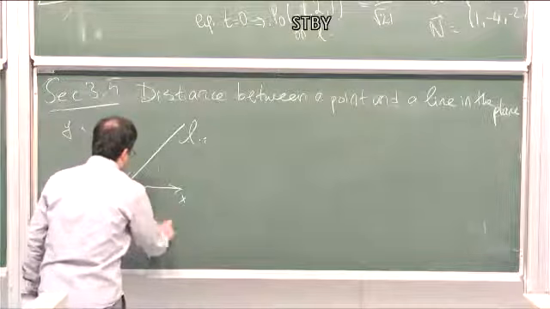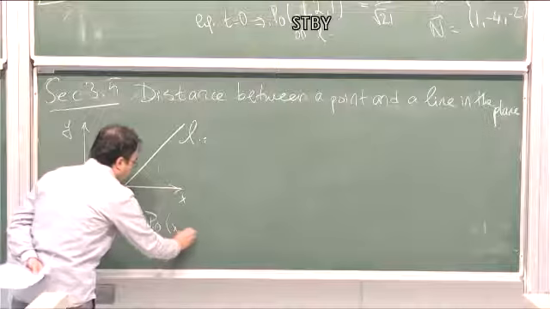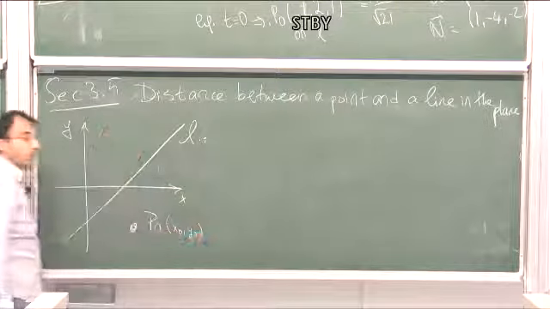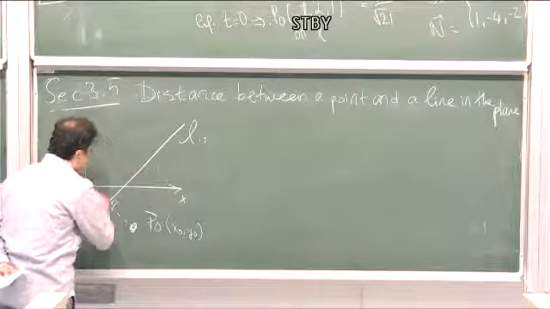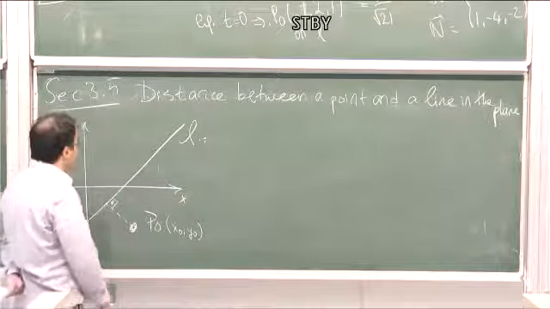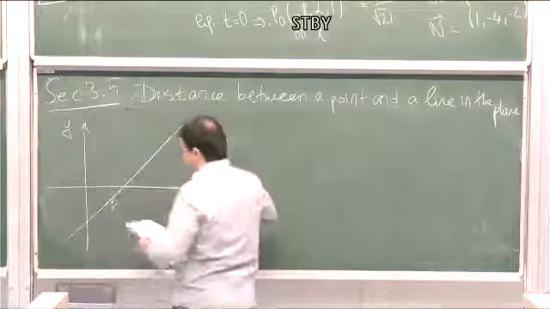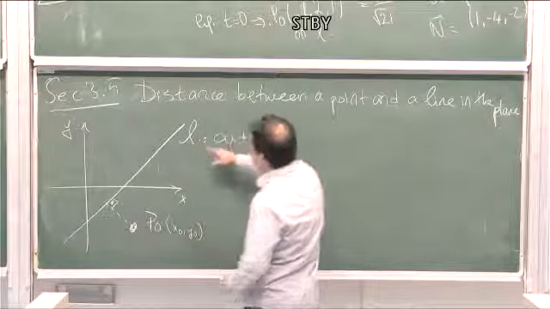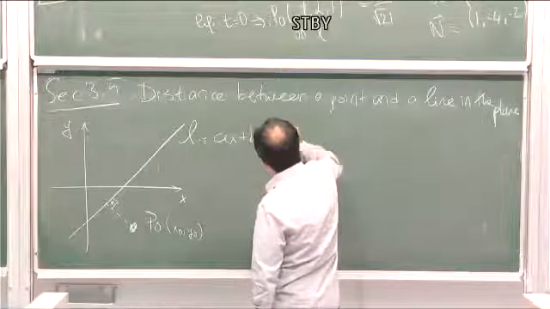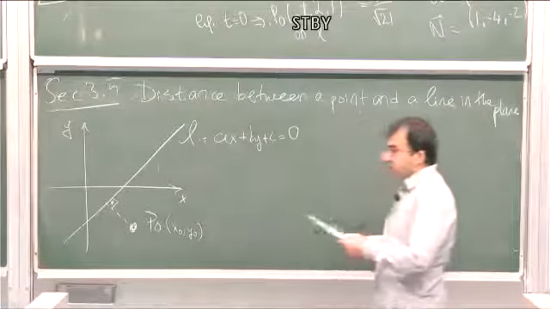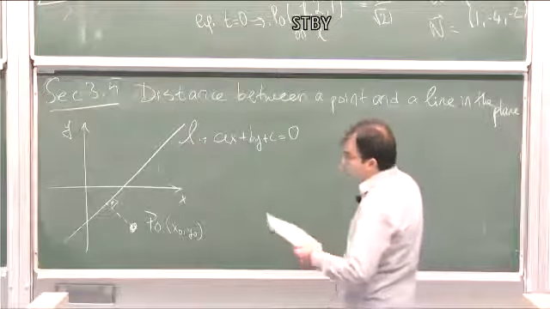There is some point P0 here. What will be the coordinates? We have two coordinates, x0, y0. And there is this distance, and we want to find this distance. This should be the perpendicular distance, right? And let's also write the equation. What will be the equation of this line? Ax plus by plus c equals 0.